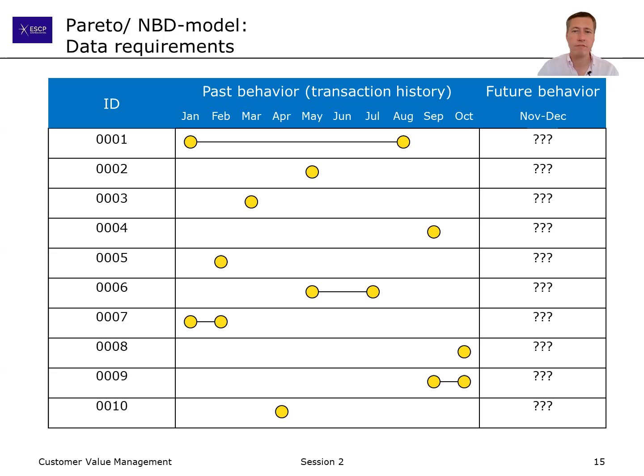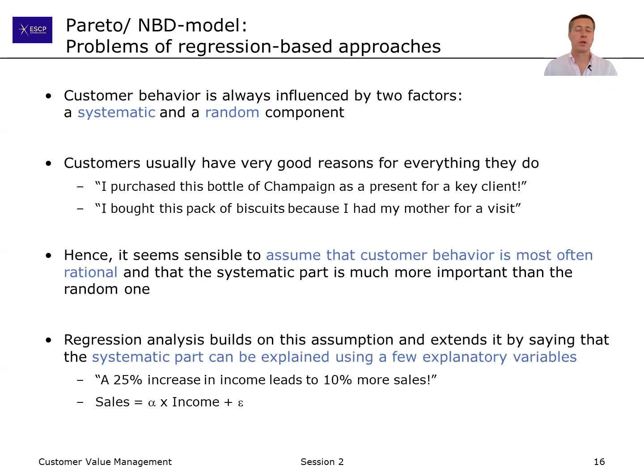And there are 2 very fundamentally different approaches that you can take for this. Because every customer behavior has 2 components, a systematic component and a random component. Let's look at the systematic component first. You can say that customers usually have a very good reason for everything they do. You buy a bottle of champagne because you need a present for a key client.